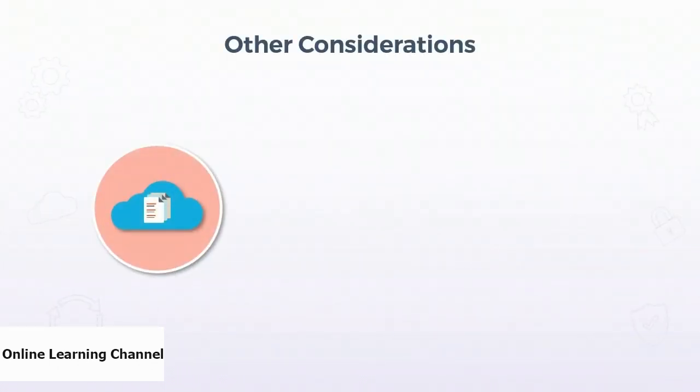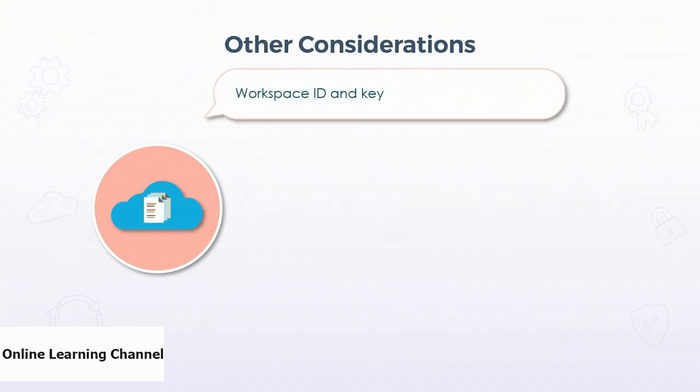Some other considerations we need to look at. First of all, the workspace ID and key. Regardless of how you install the agent, you're going to need the workspace ID and the key for the workspace that the agent will connect to. So you need to select the workspace from the Log Analytics Workspaces menu, and then select Agents Management in the Settings section. That gives you all the settings that you need to connect your agents.